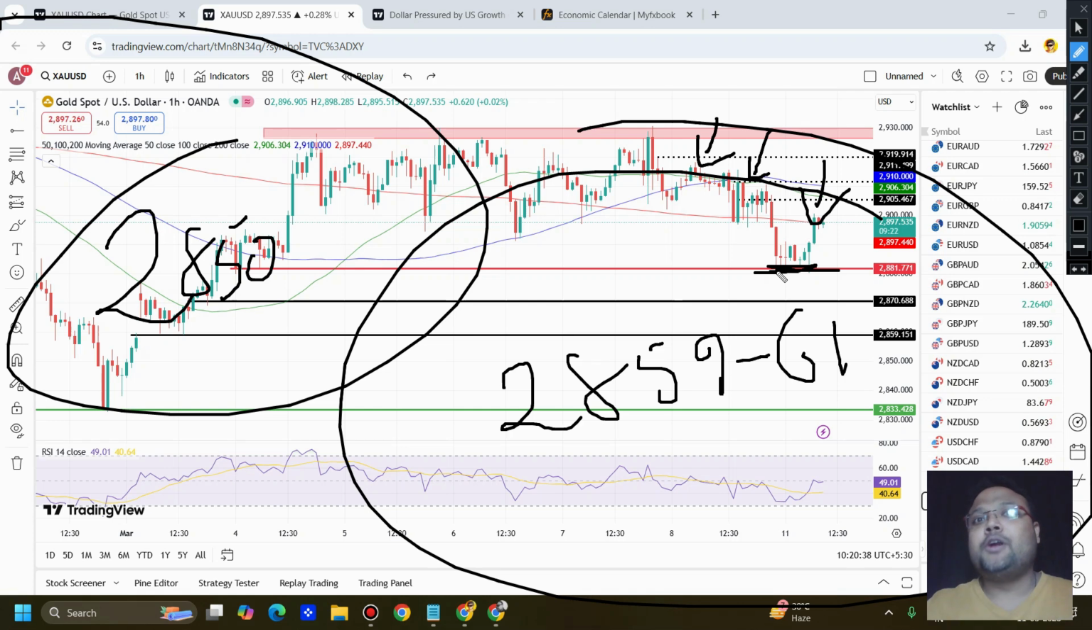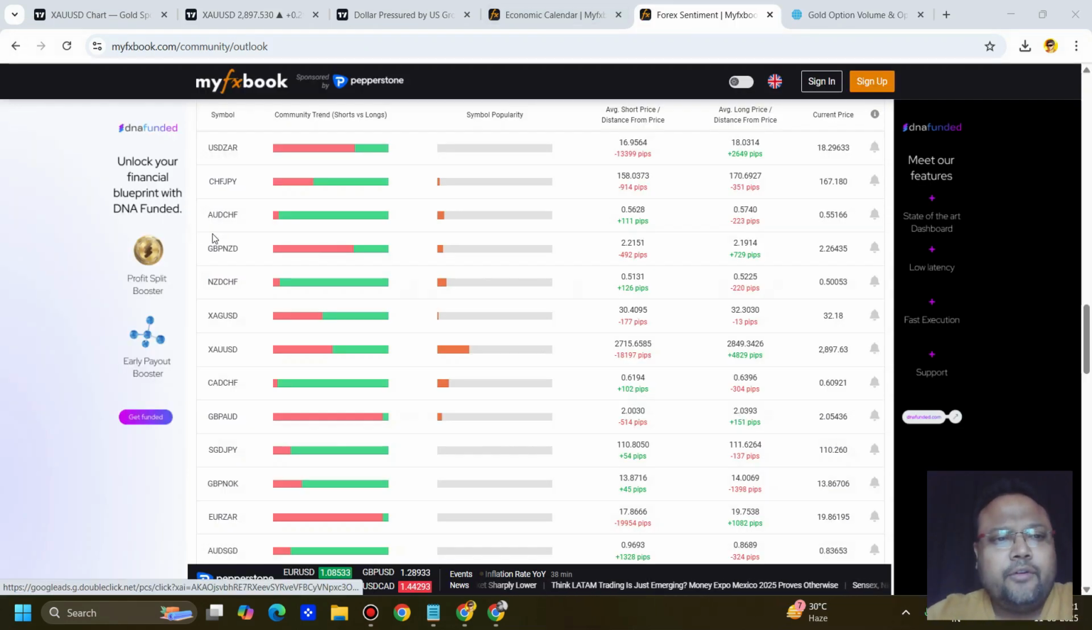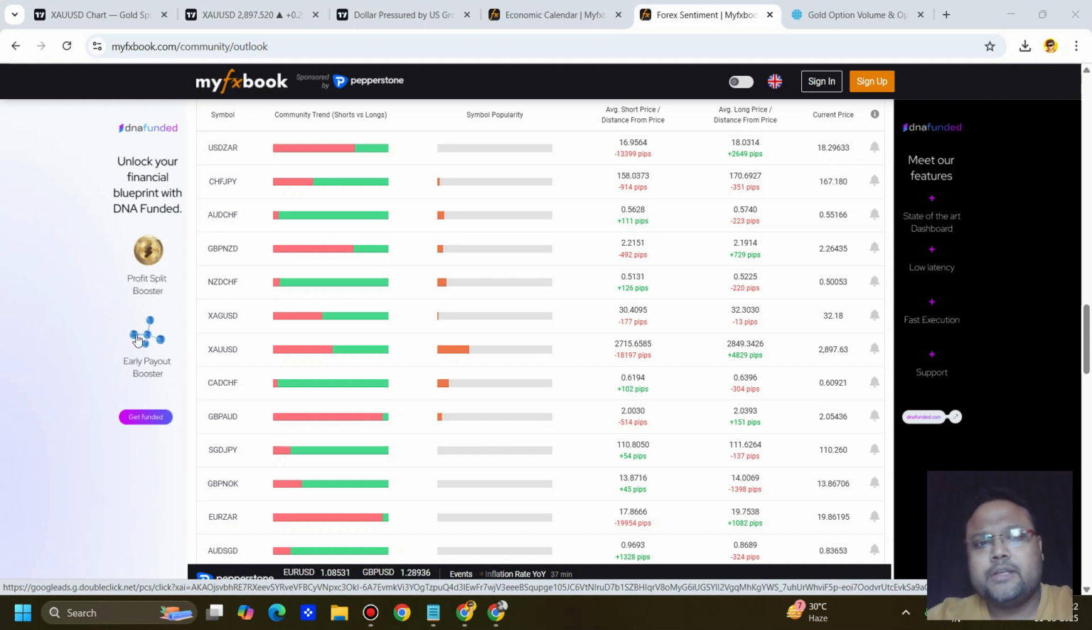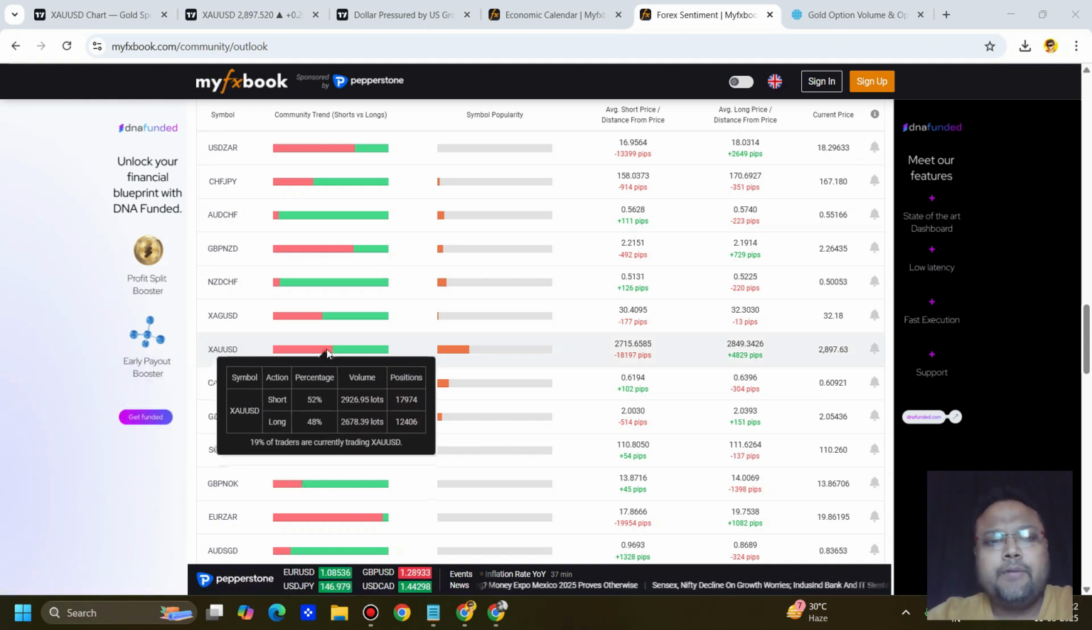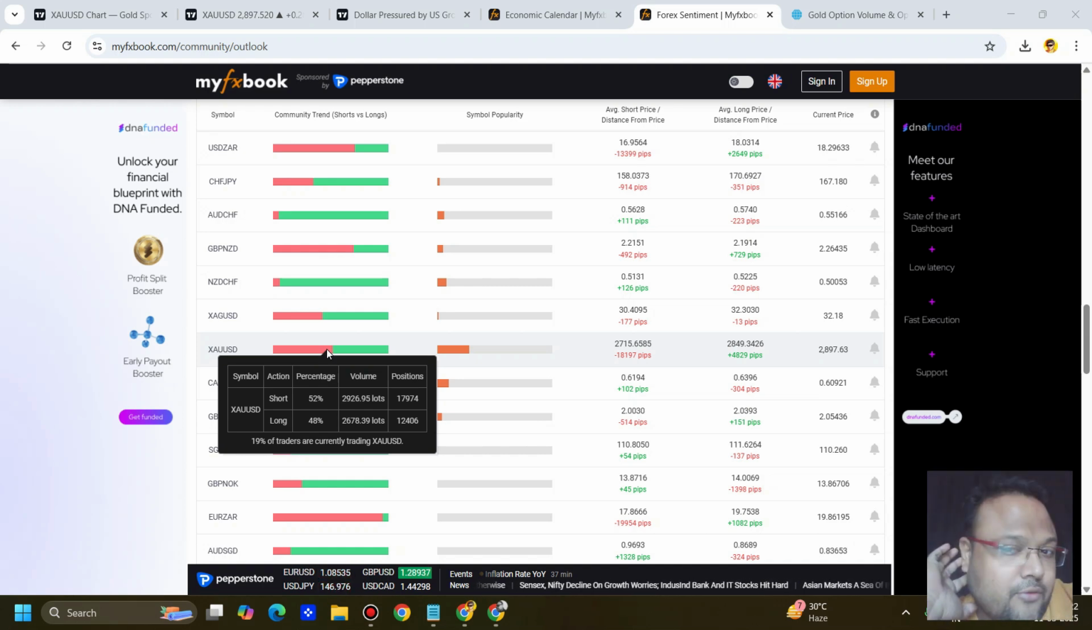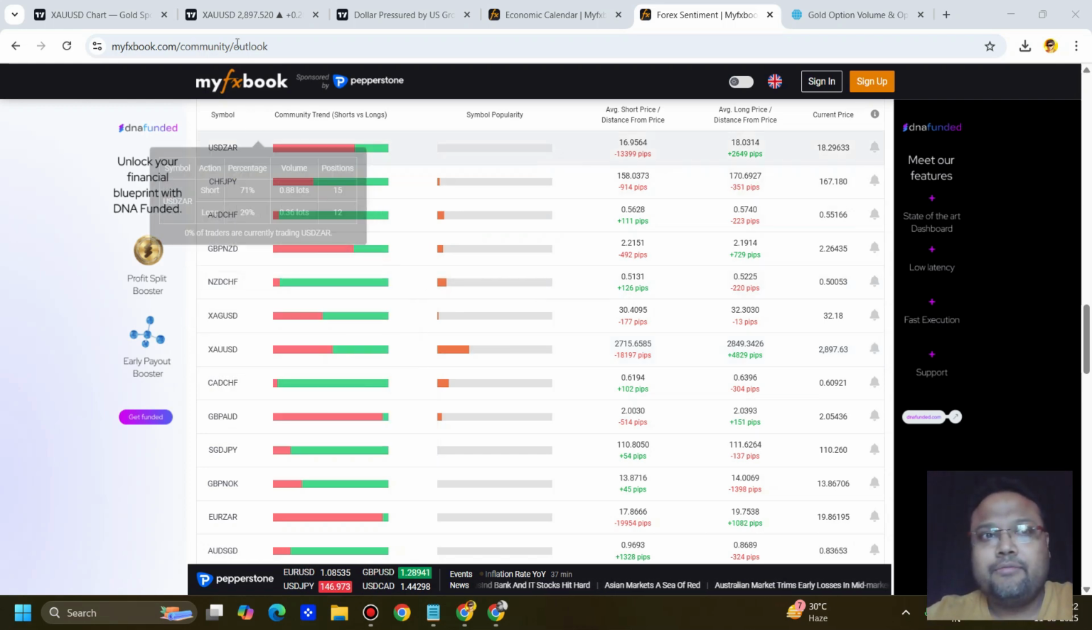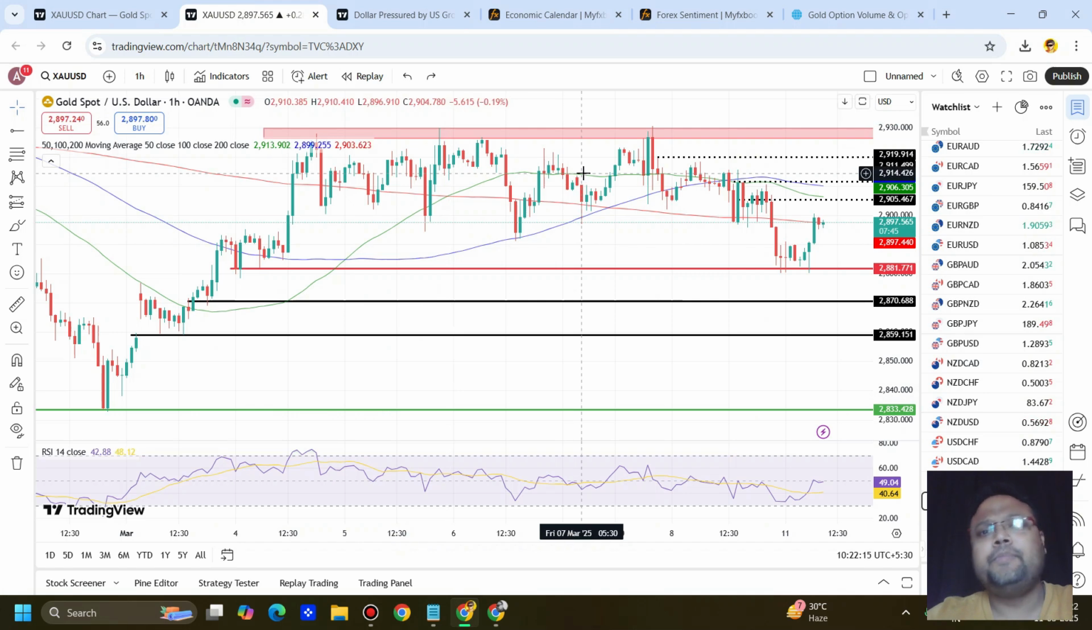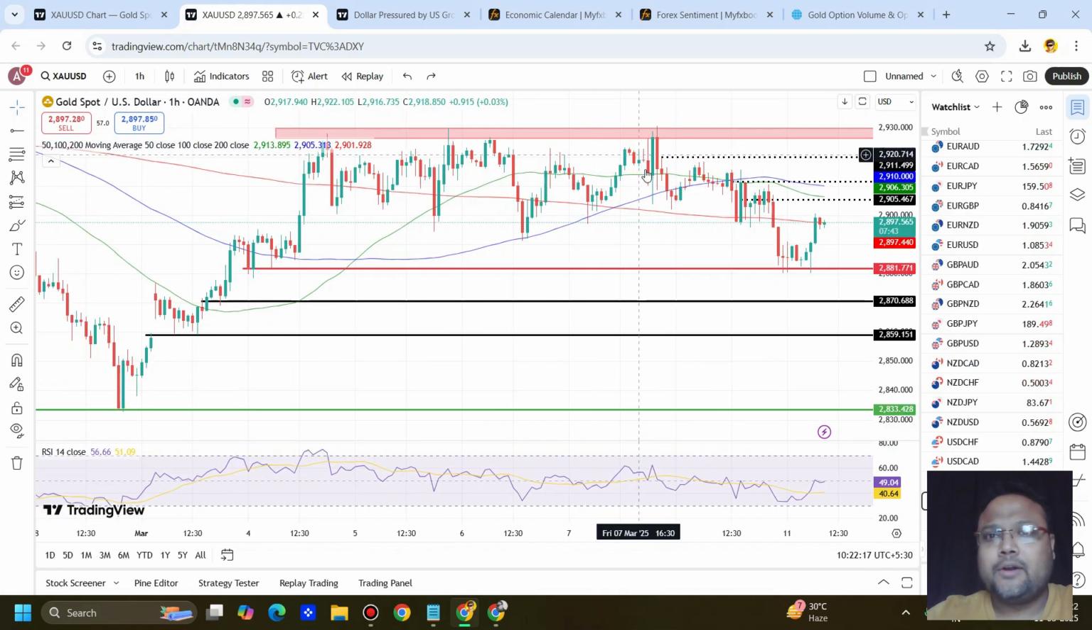Again, my dear friend, do not trade blindly. No level is permanent. We are traders, we need to respect our capital. If you look at the market sentiment meter, which tells us about the position of the retailers, we can see here this is our beloved gold, and we have 52% traders on the short side and 48% traders on the long side. So the market sentiment meter is also saying that retail traders around the world are confused regarding the direction. So you need to plan your trades accordingly.